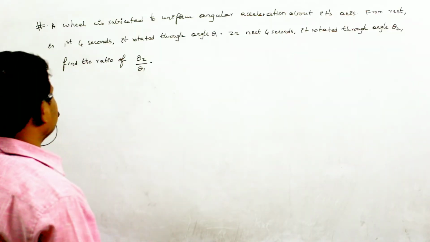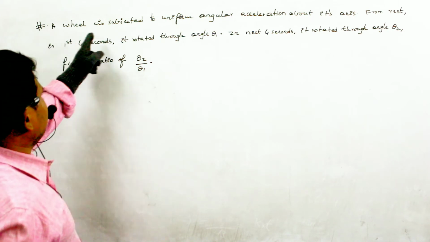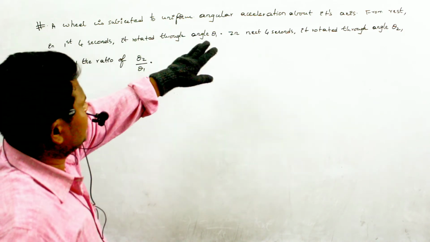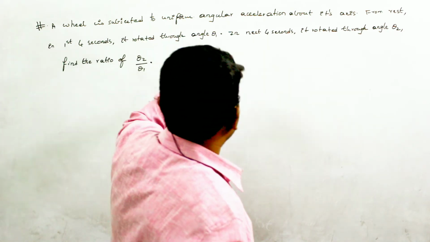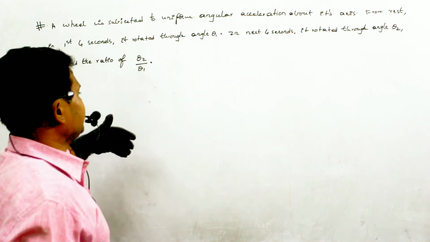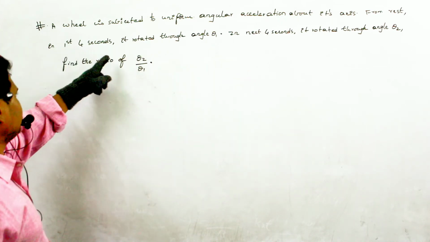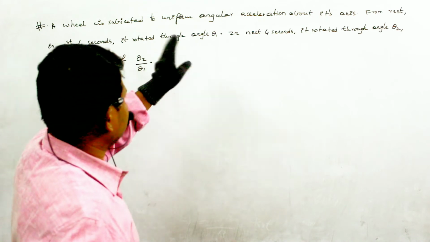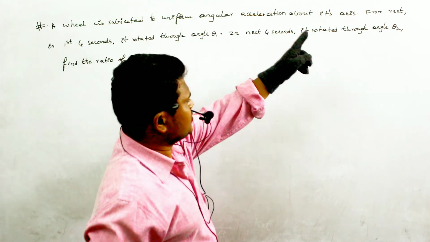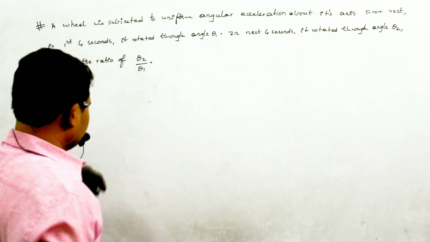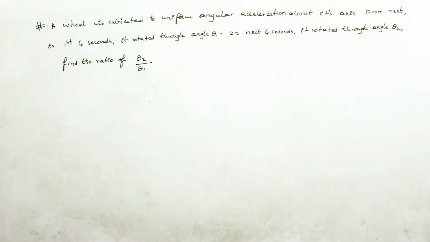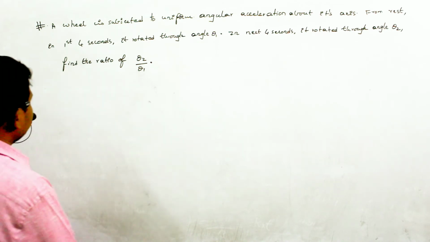See the next question here. A wheel is subjected to uniform angular acceleration about its axis. So the wheel is accelerating angularly. From rest, in the first 4 seconds it rotated through angle theta 1, and in the next 4 seconds it rotated through angle theta 2. Then we are supposed to find out the ratio of theta 2 divided by theta 1.